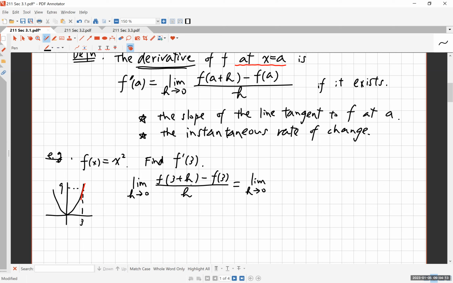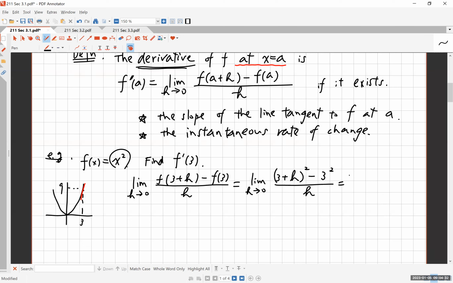All right, now what is 3 plus h? Well, that's just a value, but what is f of that? Well, f only squares its input, right? So this will be 3 plus h squared minus 3 squared, which is of course 9, divided by h. Now this doesn't look so bad.